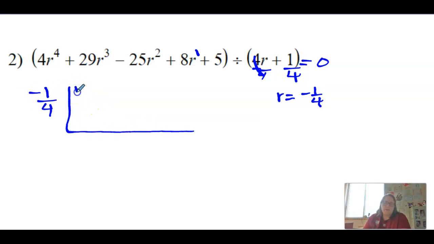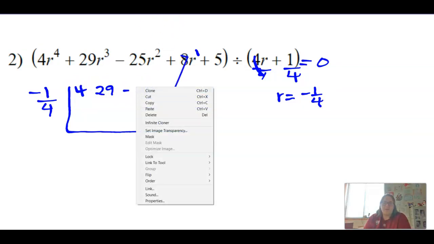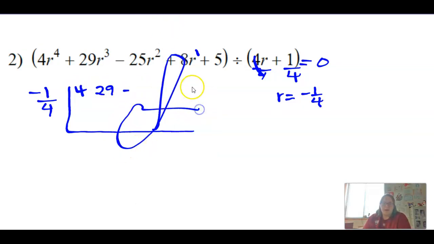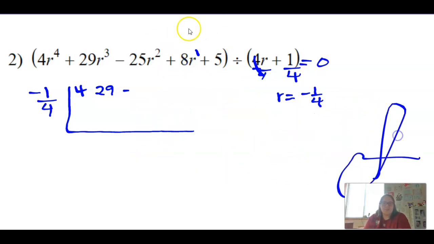My box. Write down my coefficients. 4, 29, negative 24. Plus 8, and then 5. I didn't need to put the plus. I don't know why I did, but it's a positive 8.